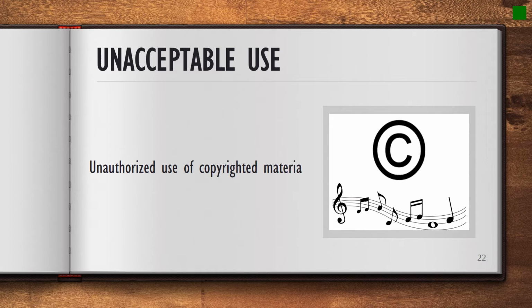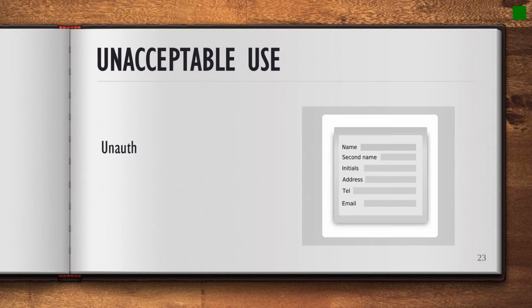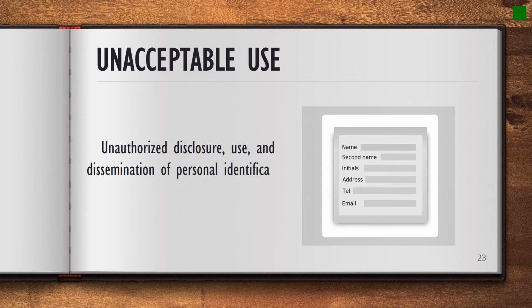Unauthorized use of copyrighted material is unacceptable. That means we need permission to use any music or videos created by someone else. Unauthorized disclosure, use, and dissemination of personal identification information regarding minors. That means we do not share our information or that of our friends online, such as name and last name, address, telephone, email. If you are unsure what falls under this category, be sure to ask a trusted adult.